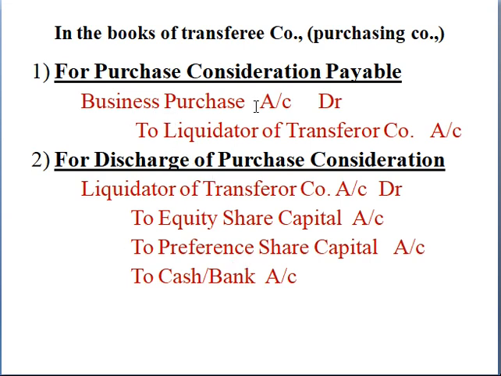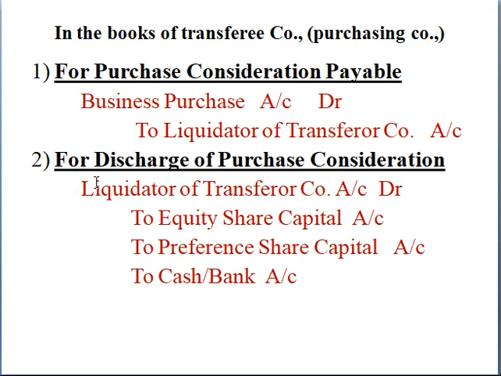Business purchase account debit, to liquidator of transferor company. It is credit the giver. Who gives here? The liquidator. See here, when the business gets wound up, a liquidator will be appointed and he does all the transactions. So the seller, the giver, will be the liquidator of the transferor company.